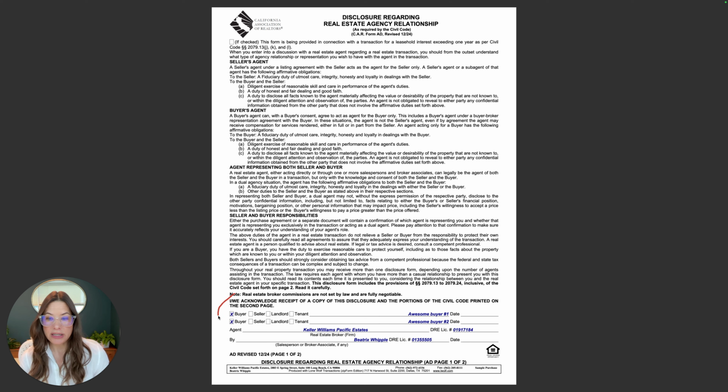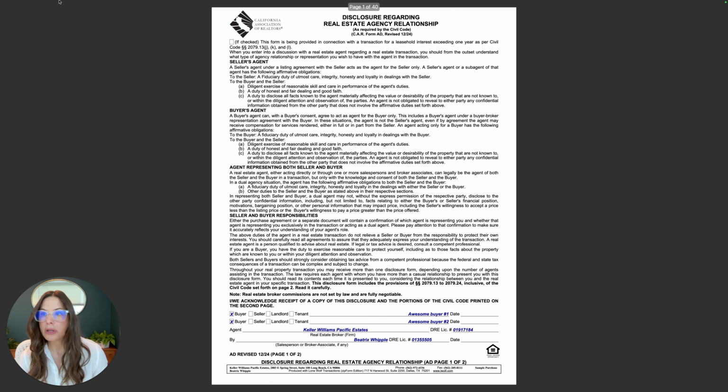So you can see right here, buyer is checked. Keller Williams Pacific Estates is the brokerage that I hang my license with. Their license number is right here, and I am an agent of Keller Williams Pacific Estates. My name is right here. My license number is here. All right, so we're going to move on to the next page of this.